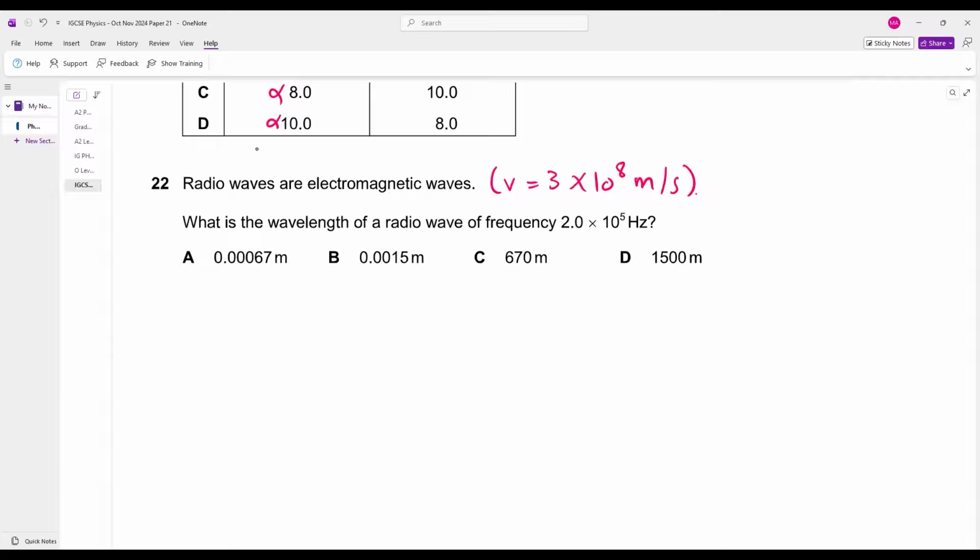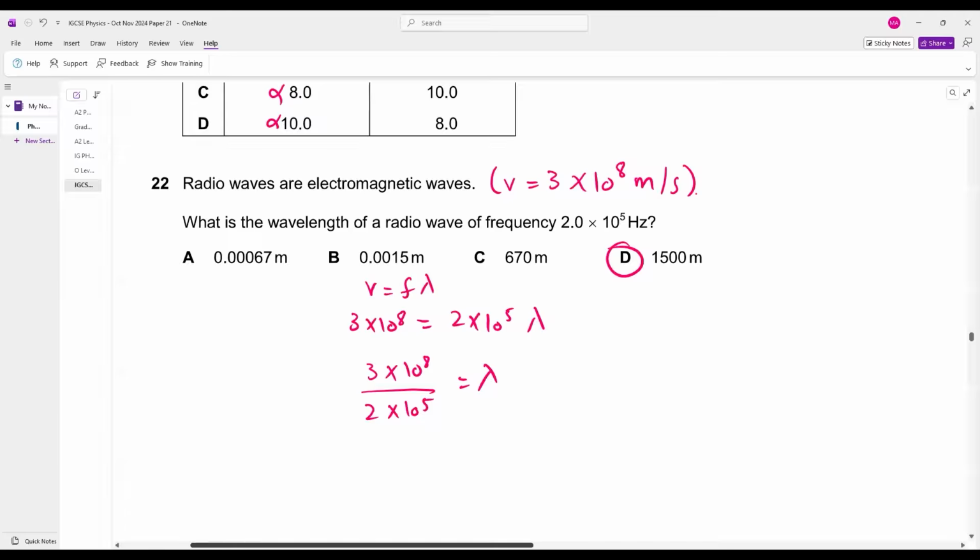आपने frequency निकालनी है और आपने wavelength निकालनी है for a frequency of this. V is equal to f lambda. Velocity क्या है? 3 into 10 raised to the power of 8. Frequency क्या है बेटा? 2 into 10 raised to the power of 5. Can you calculate wavelength? Yes, 3 into 10 raised to the power of 8 divided by 2 into 10 raised to the power of 5. This comes out to be 1500 meters as your wavelength. 22 का answer is simply D. ठीक है, आगे बढ़े चलो.